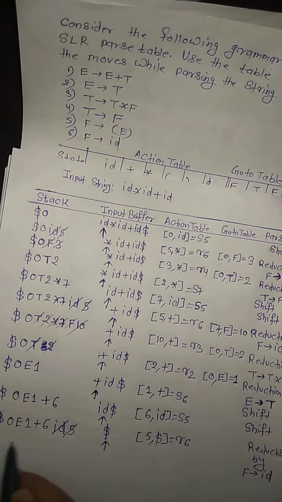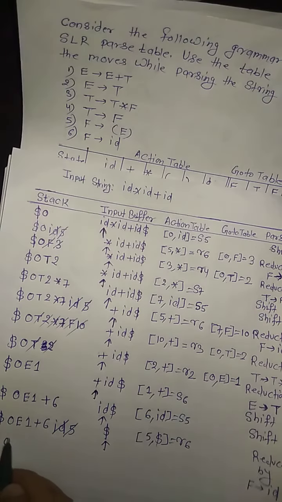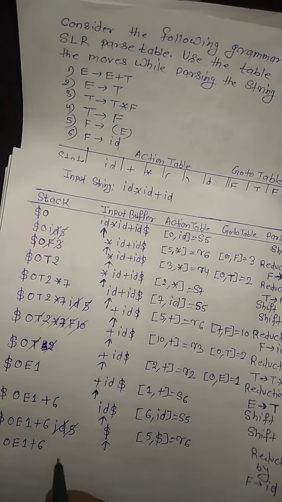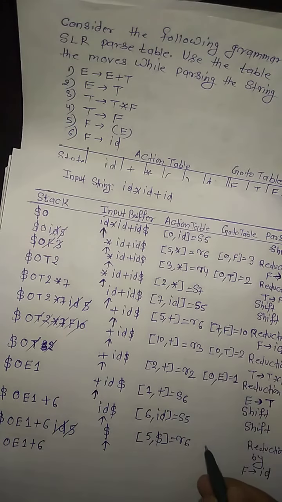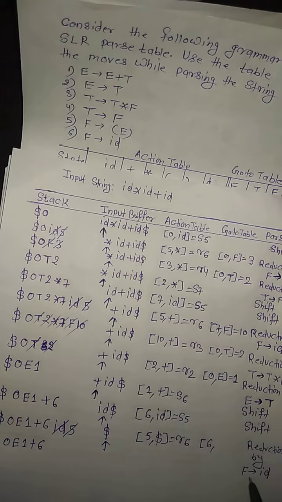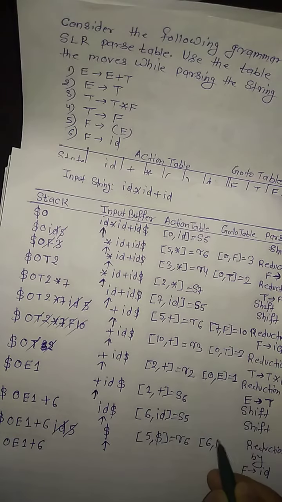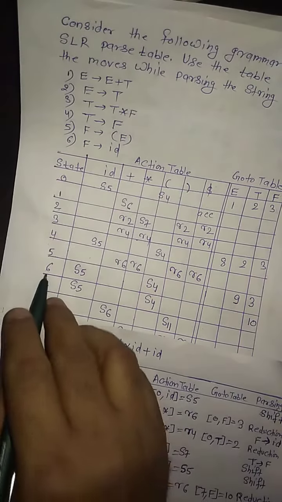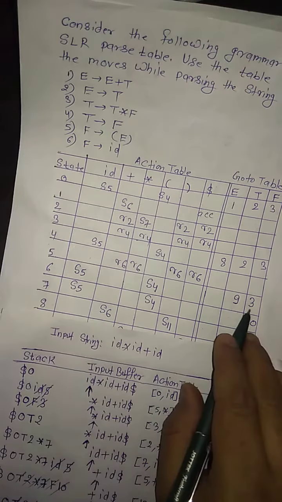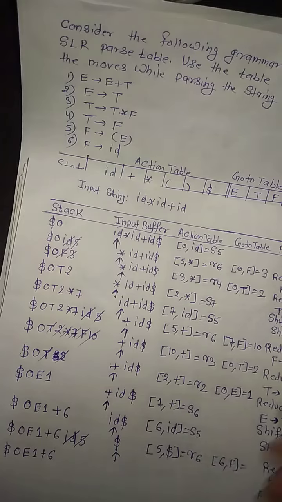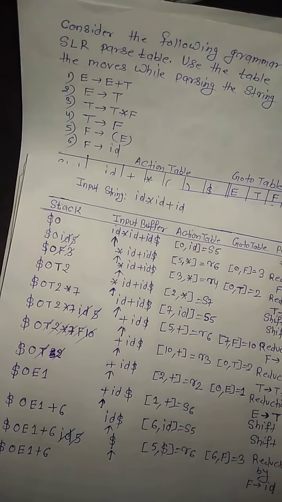So now you get 0 E 1 plus 6. Now we have top of the stack 6. So you write in the go to table column 6 comma, and what is the head symbol of this production? Capital F. So 6th row and F column. So 6th state and F column we have 3. So you write here 3.